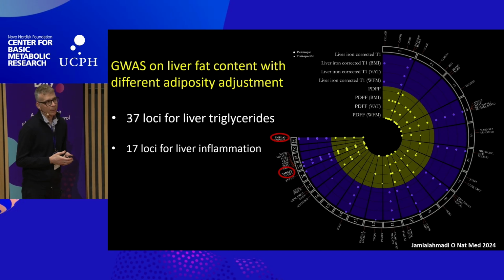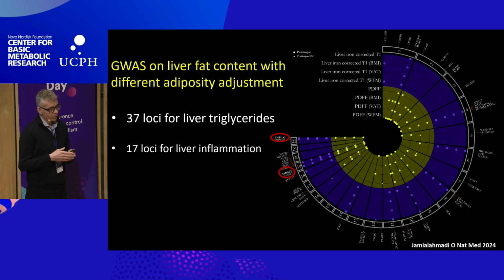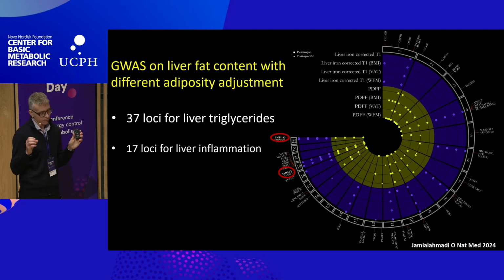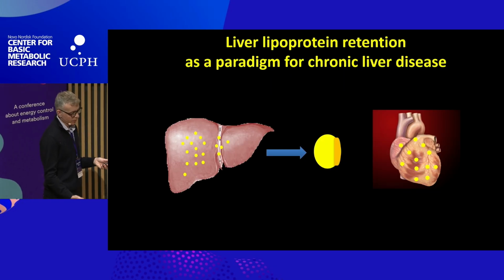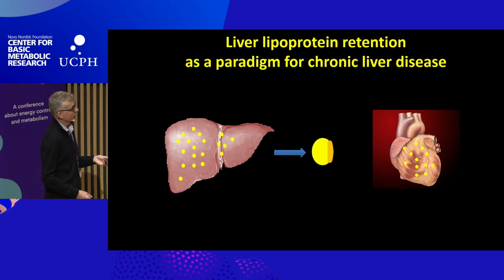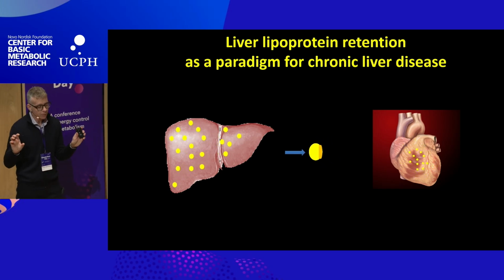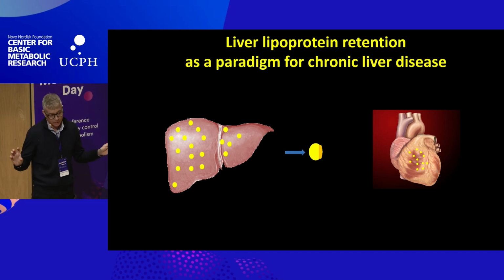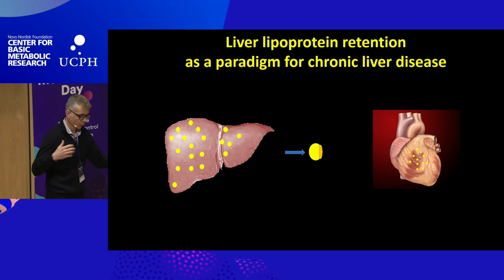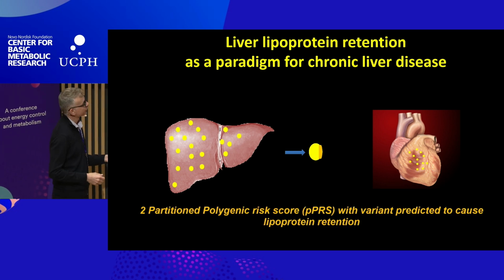But what we thought about doing was something a bit different. We tried to dissect the heterogeneity of the disease by generating two polygenic risk scores, based on this lipoprotein retention paradigm that I talked to you about. One was mimicking lipoprotein retention, with SNPs mimicking that, and the other one with SNPs that do not mimic that, and then supposedly they would change either lipogenesis in the liver or beta oxidation, as opposed to secretion with lipoproteins.